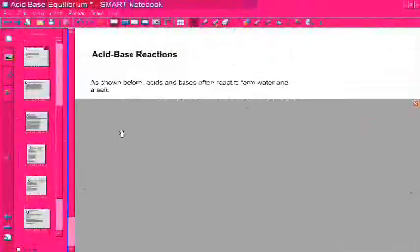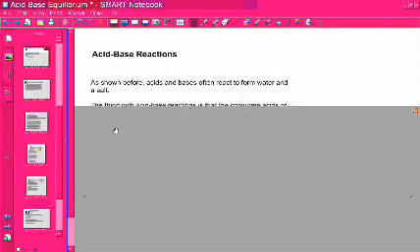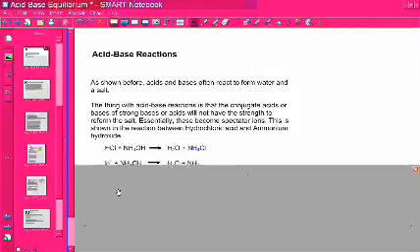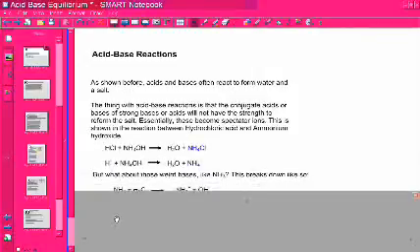Acid-base reactions. As shown before, acids and bases often react to form water and salt. The thing with acid-base reactions is that the conjugate acids or bases of strong bases or acids will not have the strength to reform salt. Essentially, these become spectator ions. This is shown in the reaction between hydrochloric acid and ammonium hydroxide.